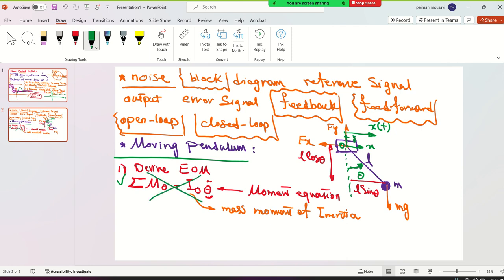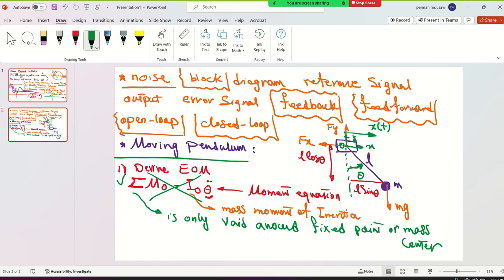Obviously no. Because in vibration and dynamics and the other courses, multiple times I emphasized that the moment equation is only valid around a fixed point or the mass center. There we go. Okay. Point O is moving. X of t is not a fixed point.